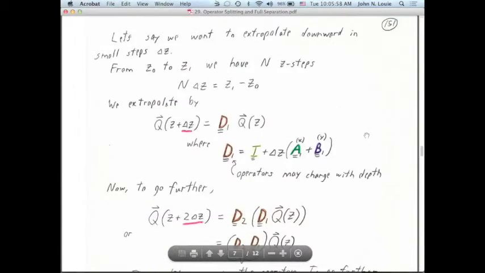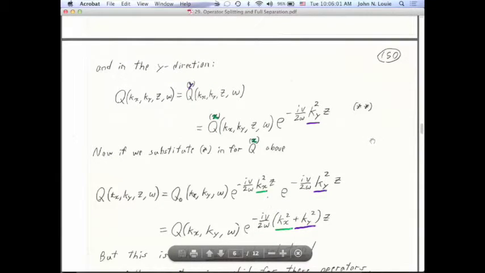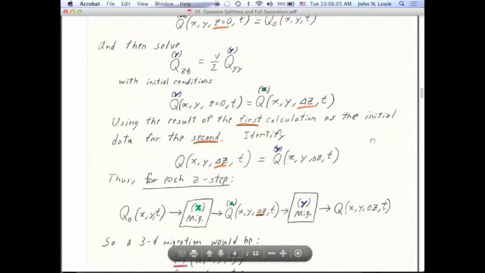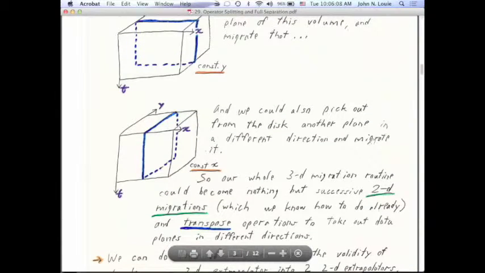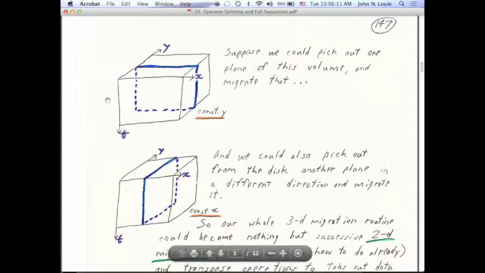I just want to go back to an earlier diagram here. So this is showing the progressive migration of each plane at constant y, and then each plane at constant x, right? With the 2D codes, that's the idea. So the idea of fully separable calculations is that you use your 2D code to migrate each of these planes, and then you feed the output of one direction's migration into the other direction's migration, and then successively use your 2D code on each of the planes.